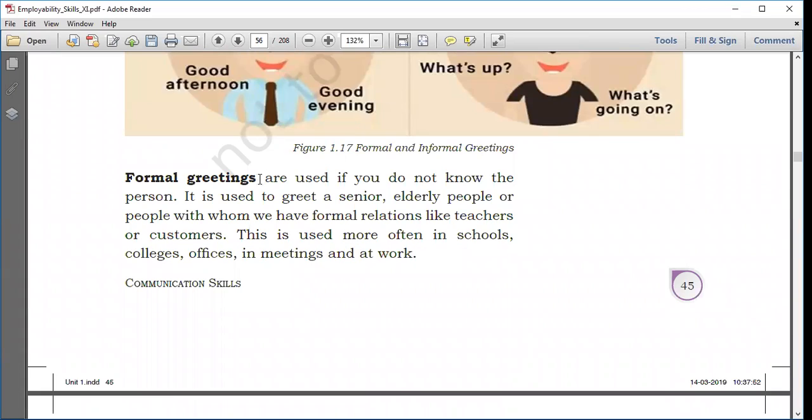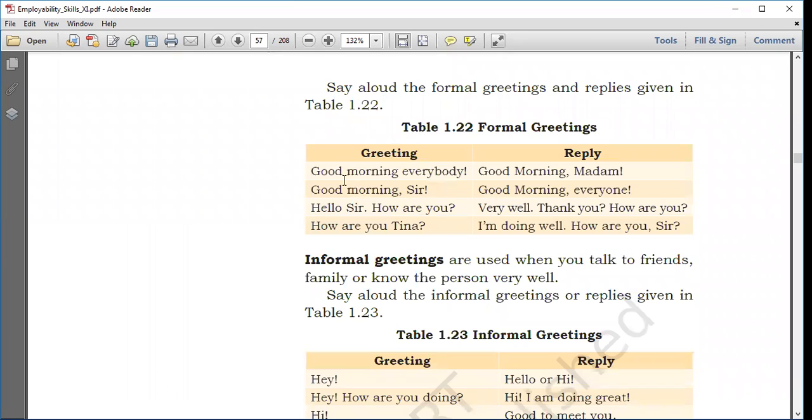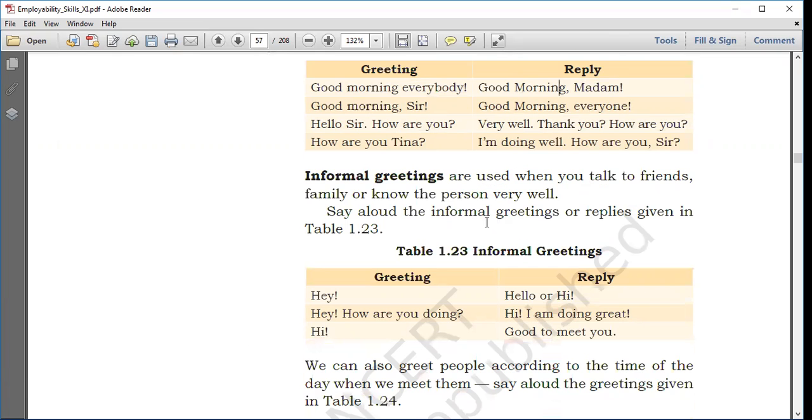So formal is the one if you do not know the person, right? You do not know the person, then we use formal greeting. It can be greeting a senior, an elderly one, or the people to whom you have formal relations, like teachers, customers, etc. And these are the ways of greeting, and these are the ways of replying also. Good morning, everyone. Good morning, ma'am. Good morning, sir. Good morning, everyone. These are the different kinds of replies.